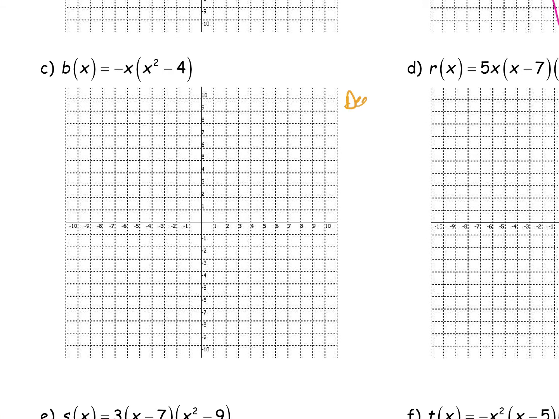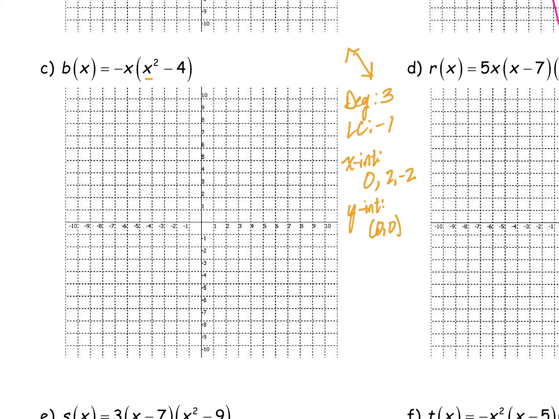So my degree is 3. My leading coefficient is going to be -1, so it's going to go this way. X-intercepts are going to be at 0, 2, and -2. And my y-intercept is going to be at 0, 0. Anybody have any questions on that? Do you know how I got 2 and -2?